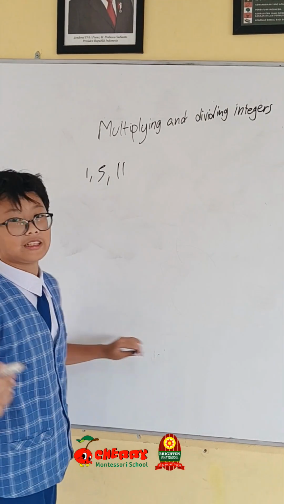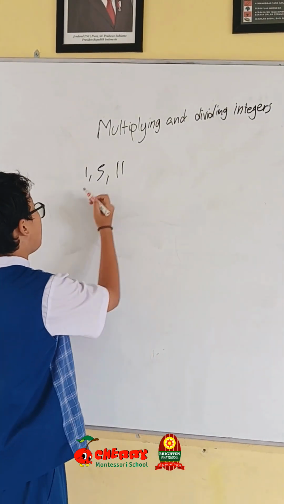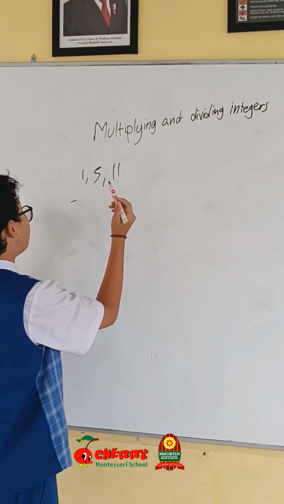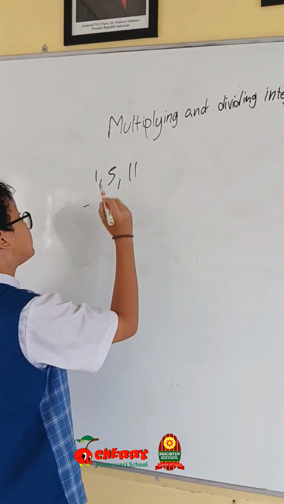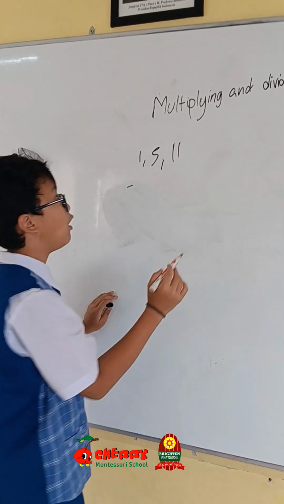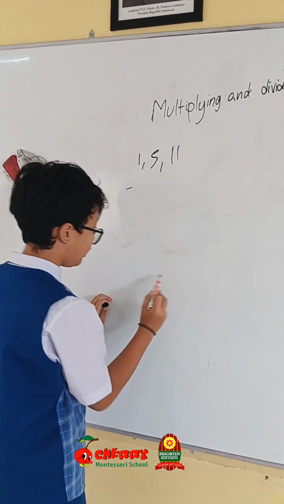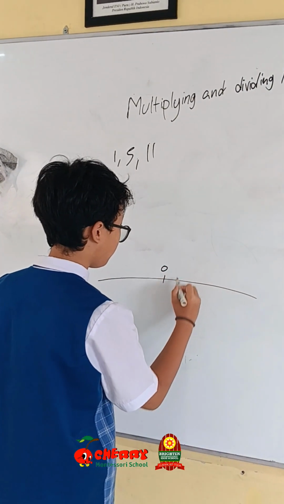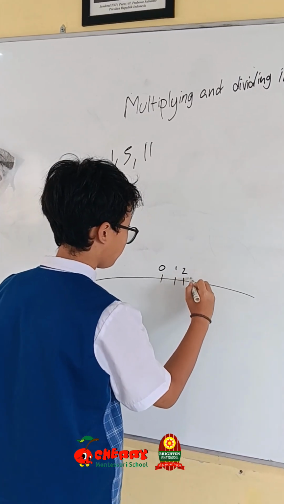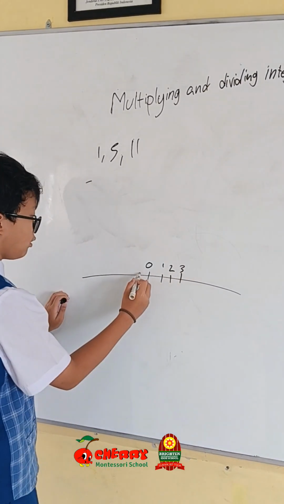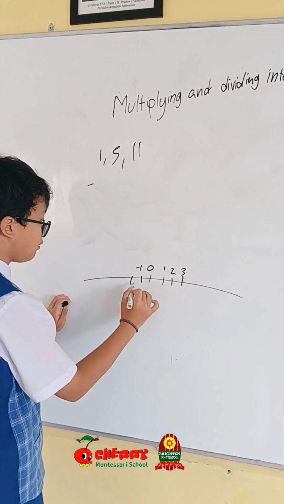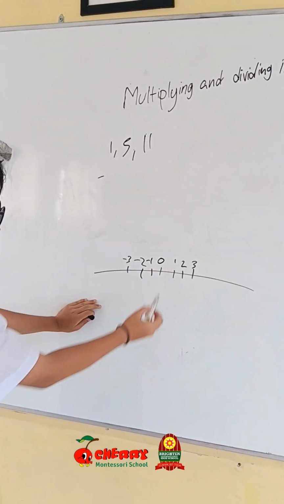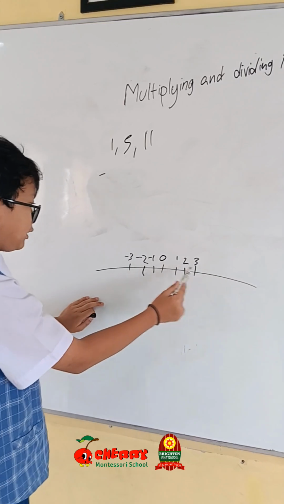Now, the place where it gets interesting is where you have negative numbers. When you have negative numbers, they count as integers since they are still on the number line. Here is an example: 0, 1, negative 1, negative 2, and 3.